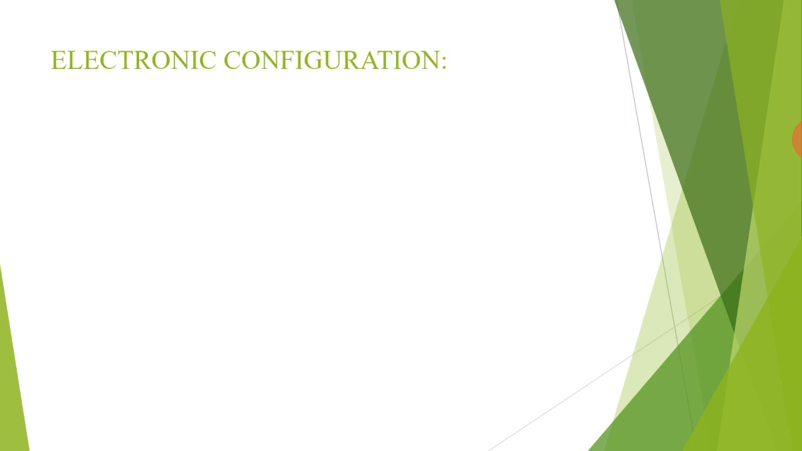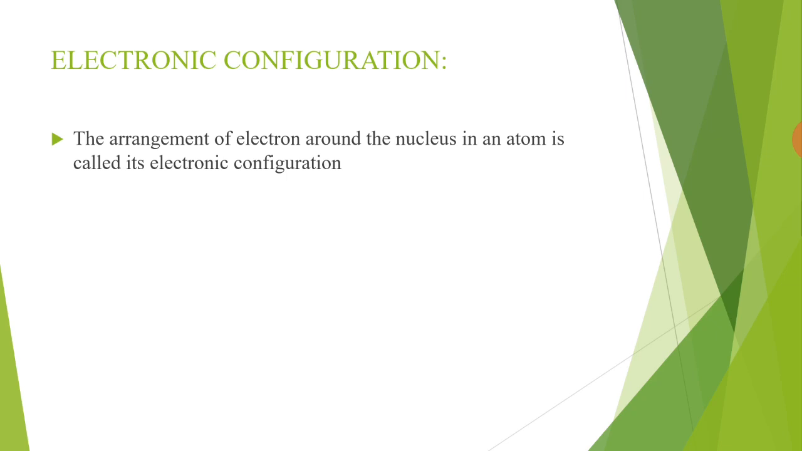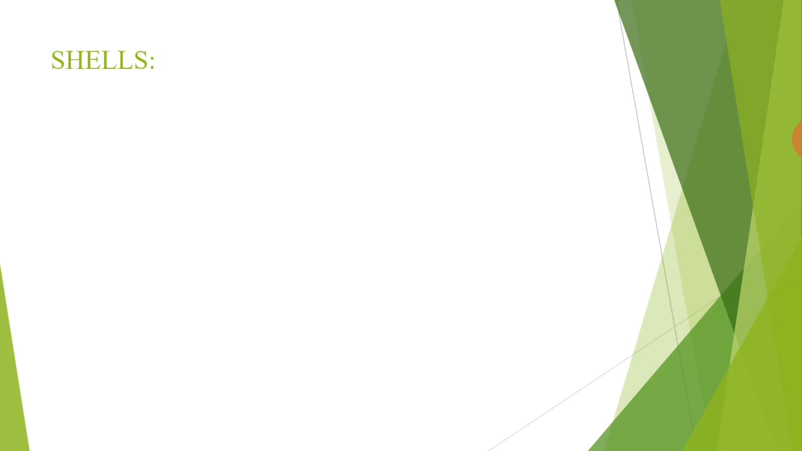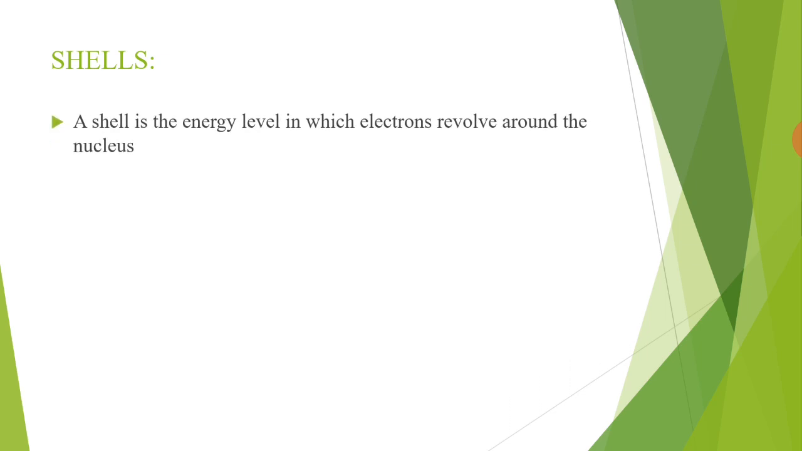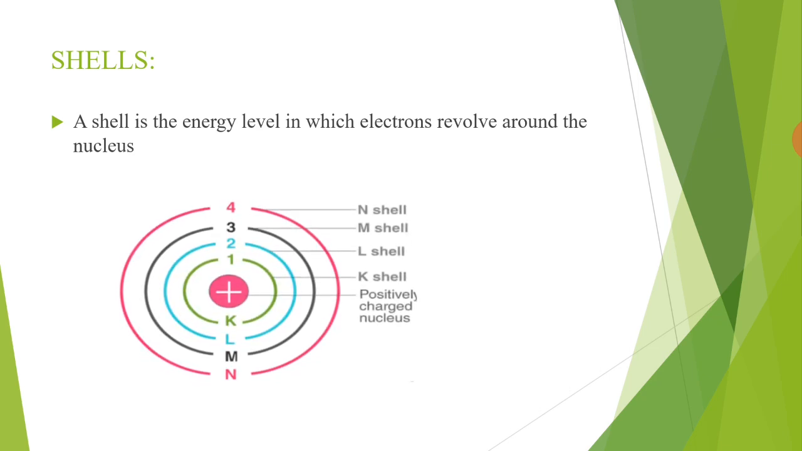First, we discuss electronic configuration. The arrangement of electrons around the nucleus in an atom is called its electronic configuration. To understand the concepts of electronic configuration, you should know about shells and subshells. Now, first we discuss shells. A shell is the energy level in which electrons revolve around the nucleus.